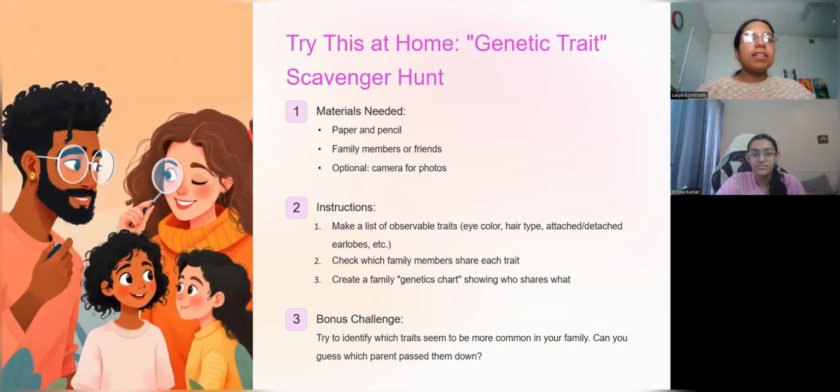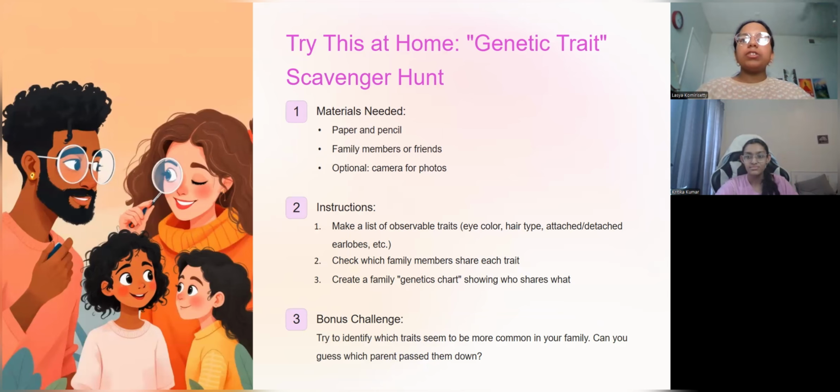Now let's look at another experiment you can try at home. This is called the genetic trait scavenger hunt. Number one, the materials needed. You need a paper and a pencil, family members or friends, and an optional camera for photos.